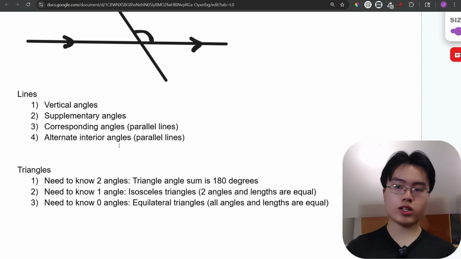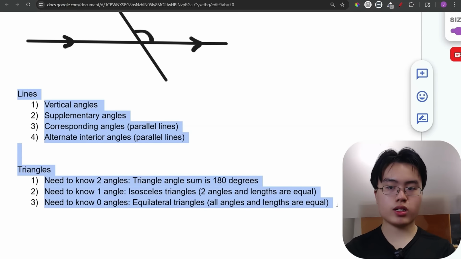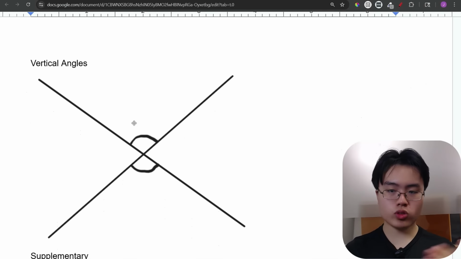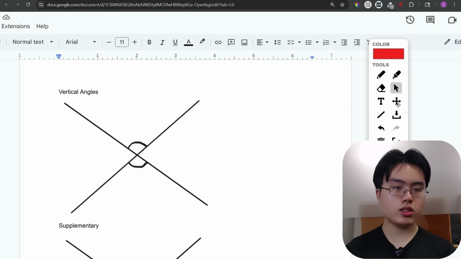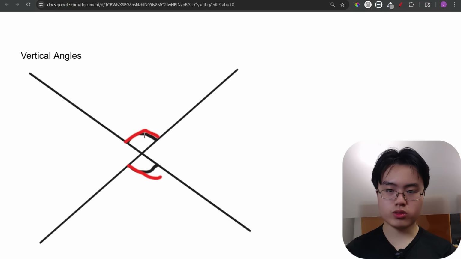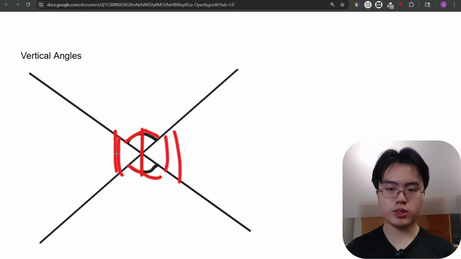For angles, lines, triangle questions, you need to know these 7 patterns and be able to recognize them really well. But don't worry, because these are pretty easy and you probably know most of them or all of them already. Okay, the first thing is vertical angles, which is basically any time straight lines intersect each other, during that intersection, the angles right across from each other are the same. So for example, this angle is the same as this angle because it's right across from each other. This angle is going to be the same as this angle because they're right across from each other.